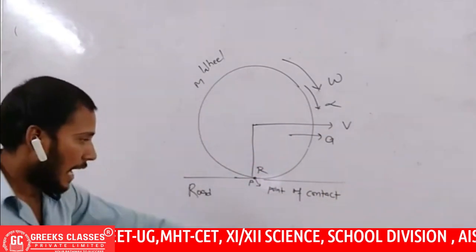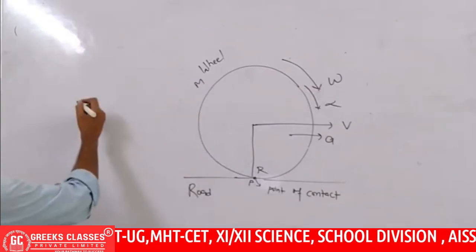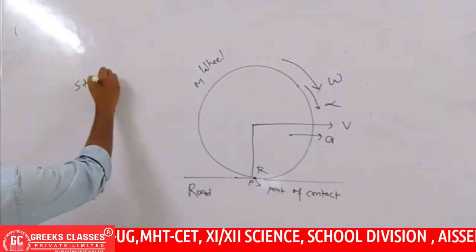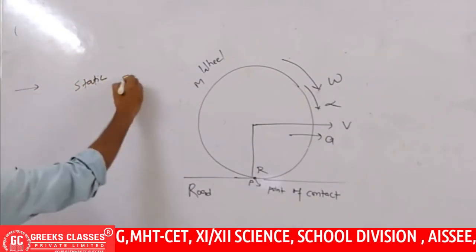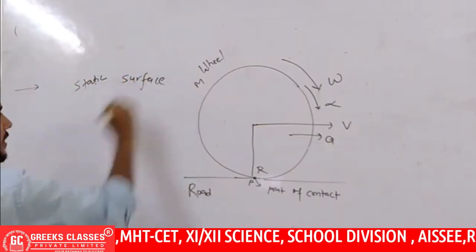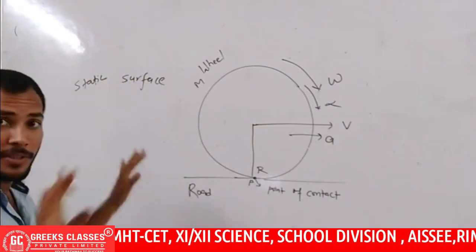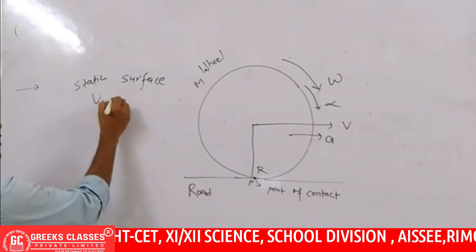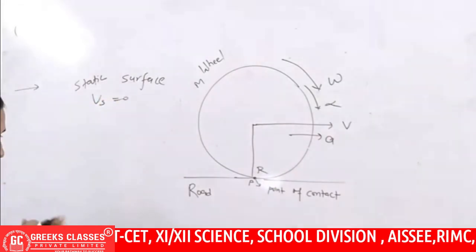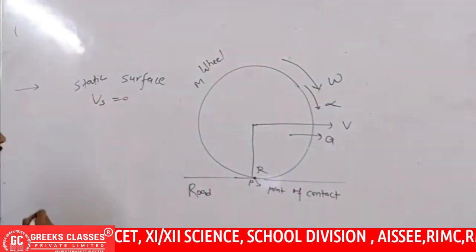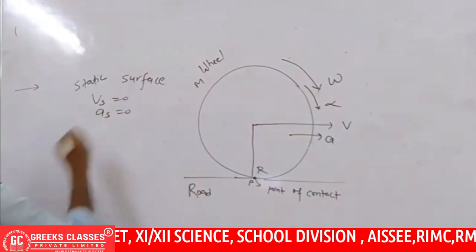Now, as we discussed earlier, we have assumed the surface to be static. Static surface means the surface is not moving, the surface is at rest. That means the velocity of the surface is 0. And what condition have we seen? For a static surface, the velocity of the surface is 0, as well as the acceleration of the surface is 0.